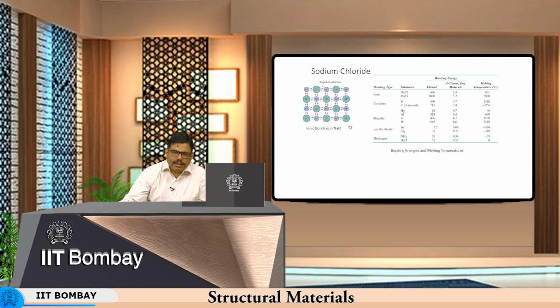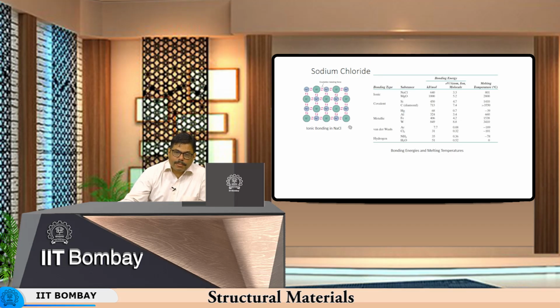So if you look at the ionic bond, you have sodium chloride and magnesium oxide having ionic bonds, for example, because they are products of highly electropositive elements with highly electronegative elements. And so the corresponding strength is of the order of 1000 kilojoule per mole, 640 kilojoule per mole. Very high bond energy is involved in case of ionic bond.